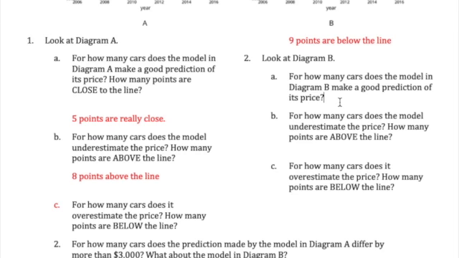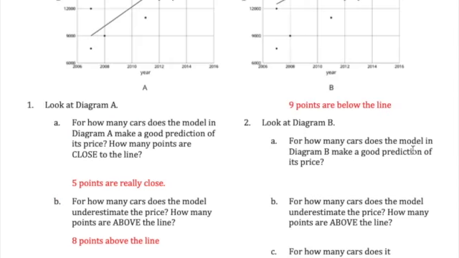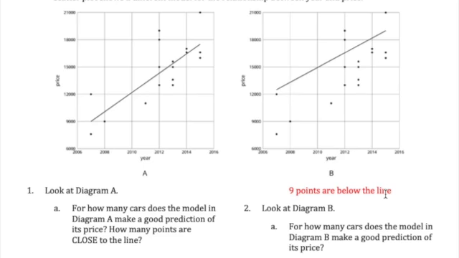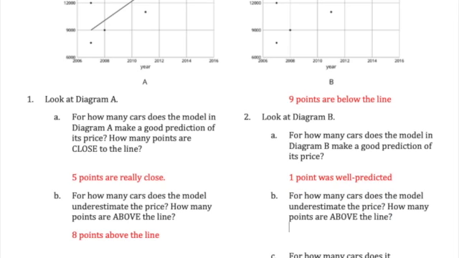So in diagram B, how many cars does a model in diagram B make a good prediction of its price? Keep in mind, I said that these 1, 2, 3, 4, 5 points were good predictions. I did not include that one. For diagram B, it looks like I have 1 car that was pretty good in its prediction of its price. So already I'm not off to a great start here. This line is not going to be a great fit because it was only really close to 1 data point.